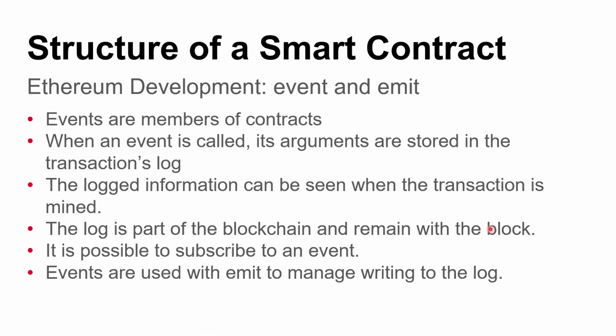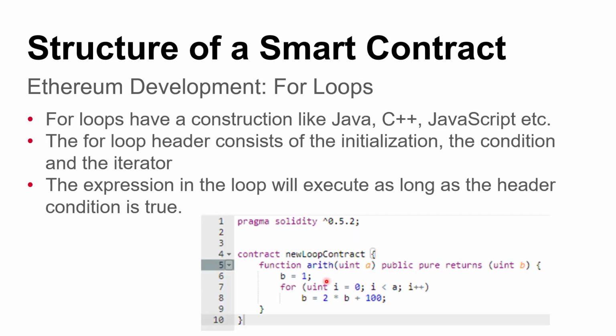So the log is part of the record when the transaction is mined. So events are used with emit to manage writing to the log. And also we have loops.